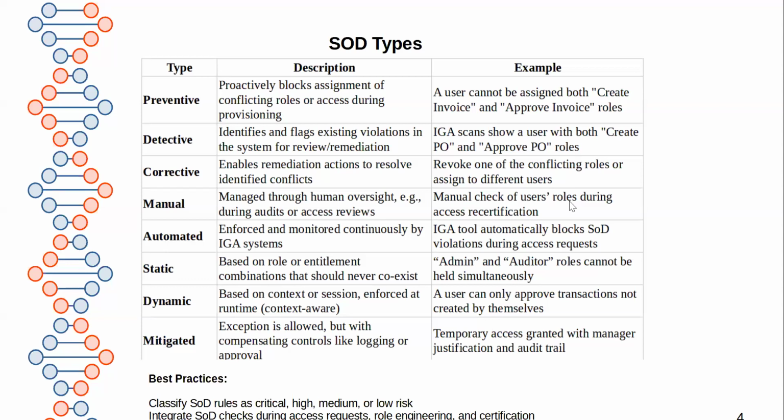So let's understand what are the best practices to be followed when you are writing the policies for the SODs. The rules are supposed to be created and highlighted as critical, high, medium, or low risk. With that, you should be able to write the SOD policies. Integrate your SOD checks, especially when the access request, the role engineering, and the certification of the accesses are being done. And always make sure that your SOD metrics are updated with the changing business processes.